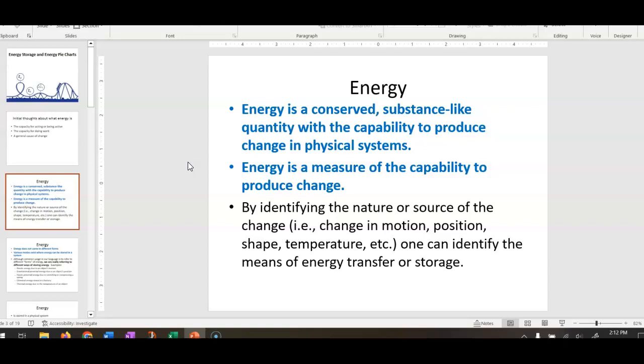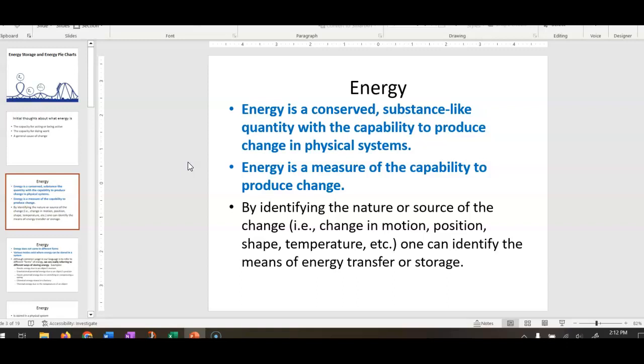Energy is conserved, which means that it might move around, but it's not created or destroyed. Okay, so it's a conserved substance. It has a substance-like characteristic, which means that it can move from one object to another. Just like water flows from one container to another, energy can move from one object to another.